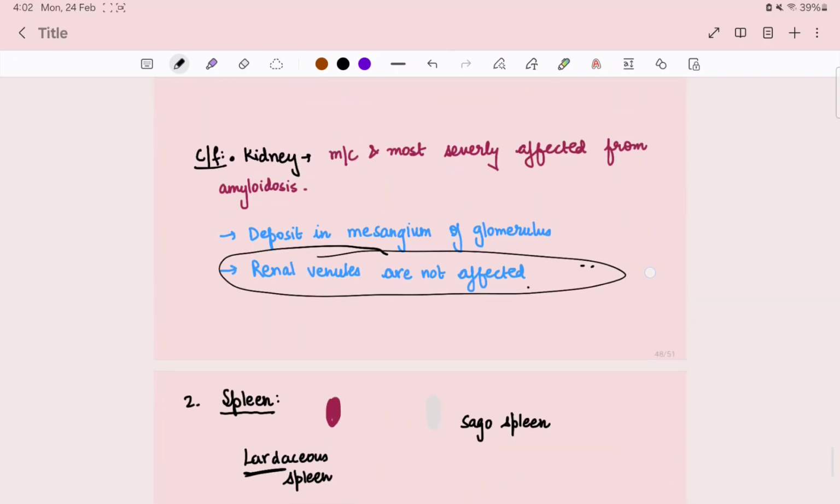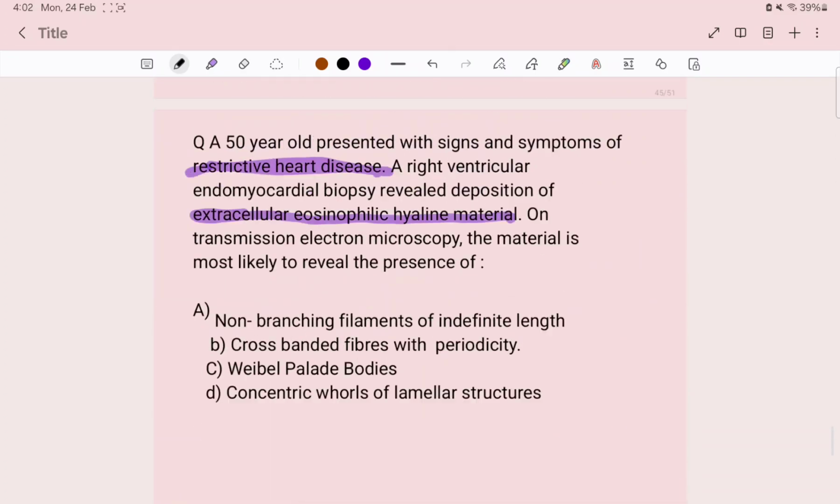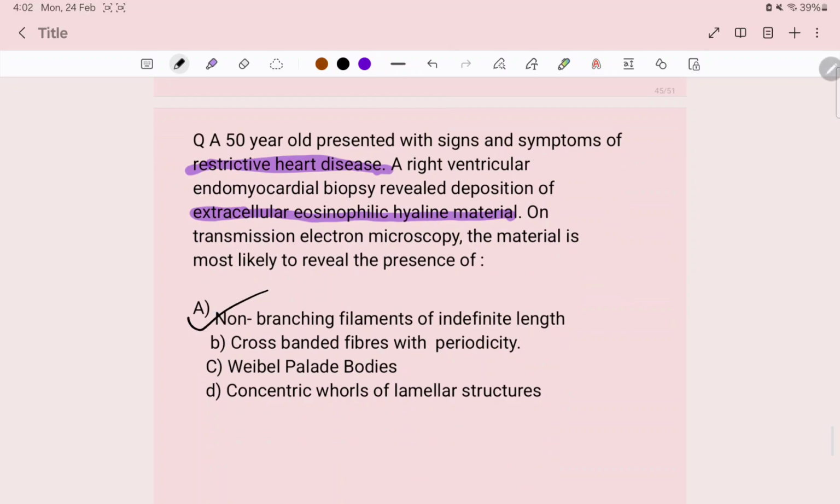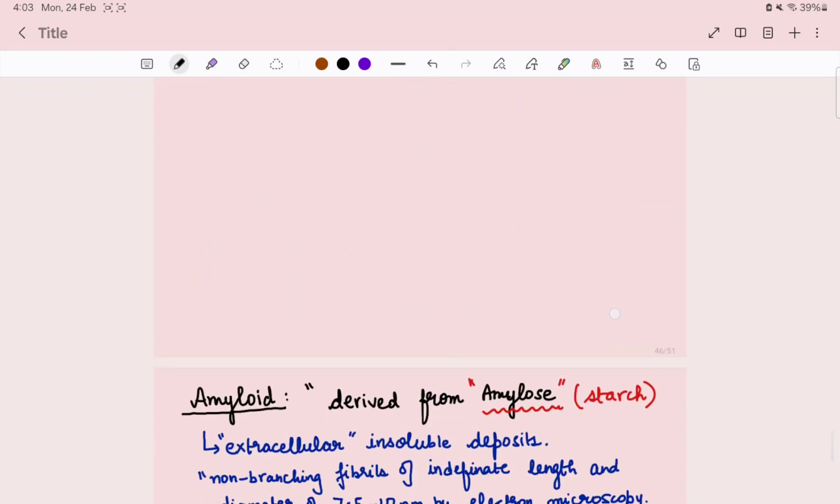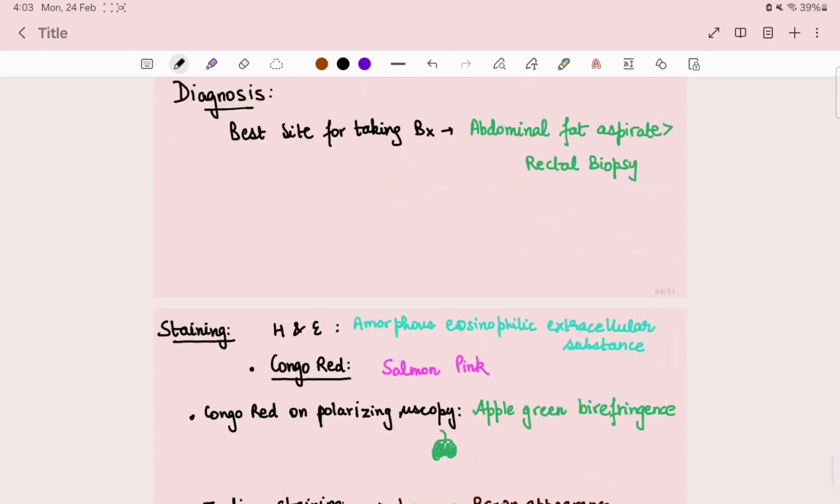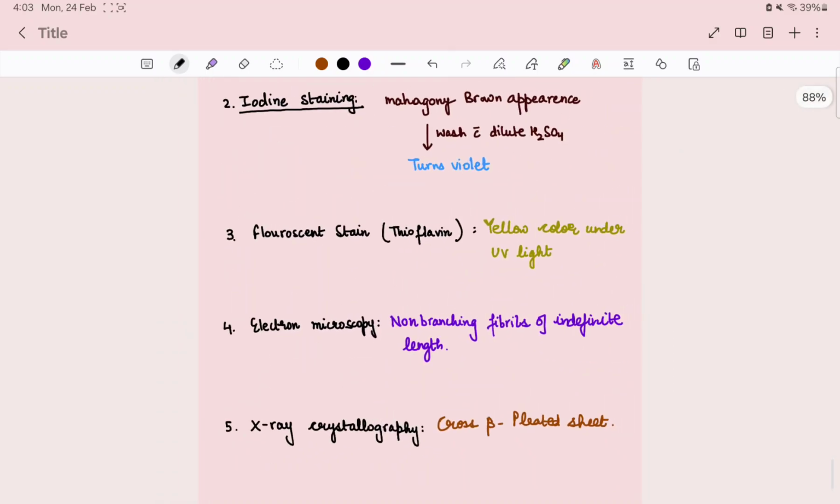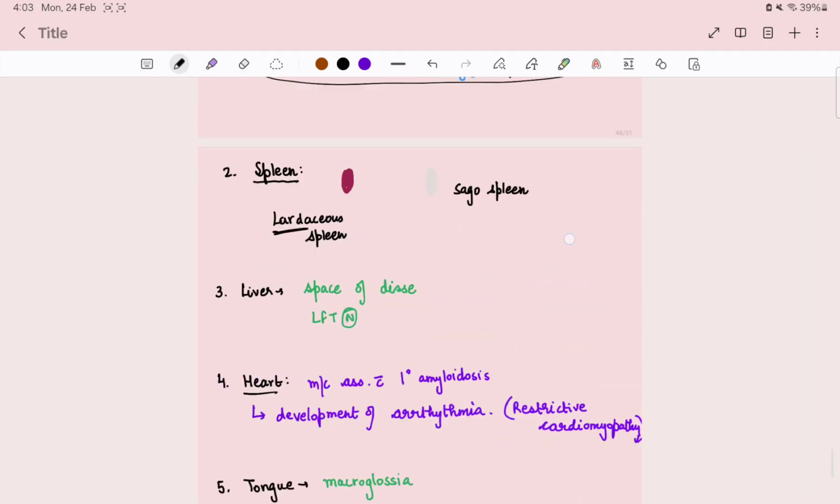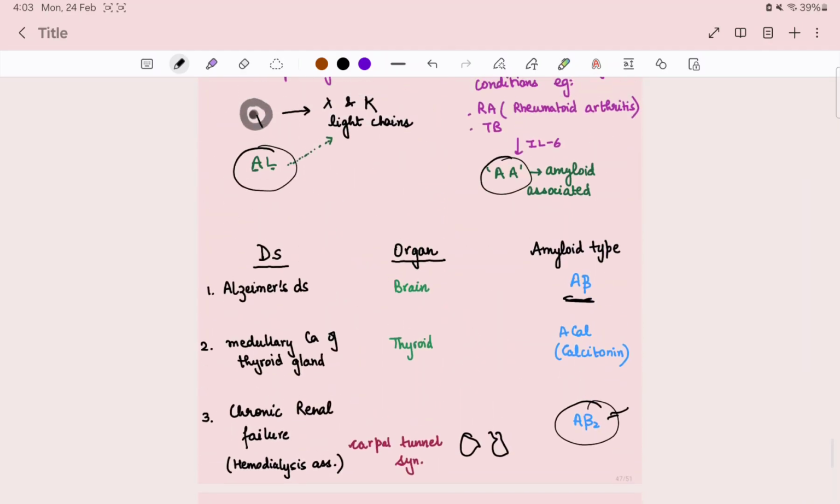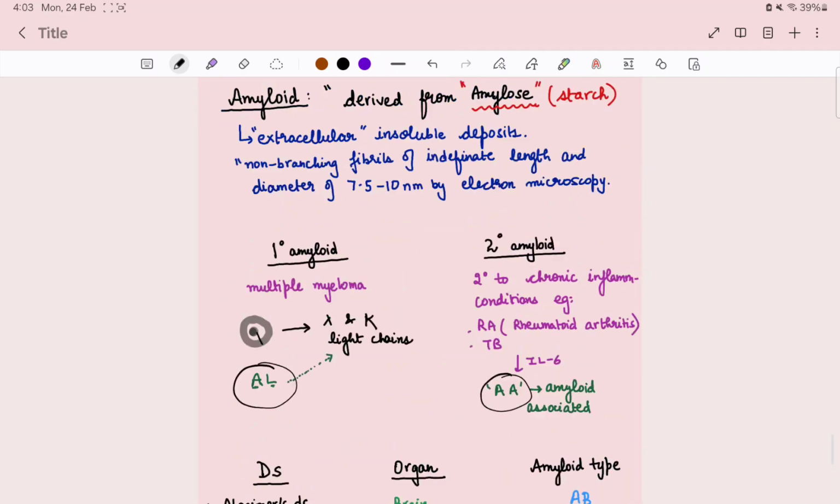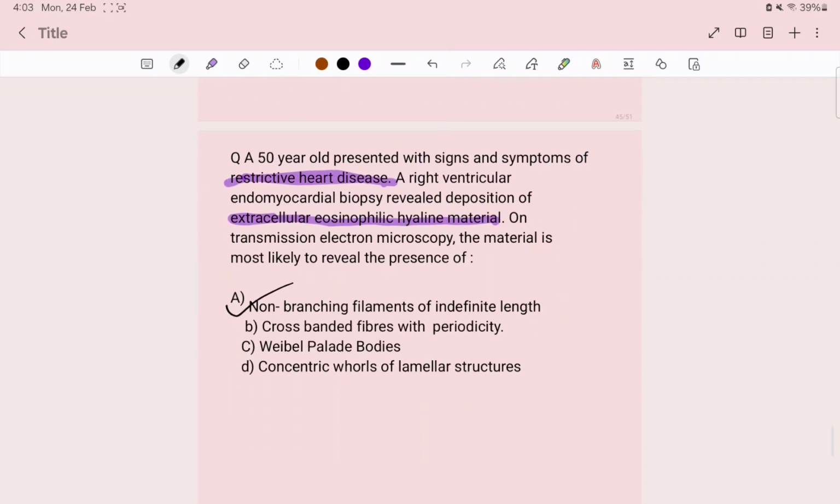So for this question, the question was what you will see on electron microscopy. So yes, you will see non-branching filaments of indefinite length. So amyloidosis is a very important topic. One question will definitely come in INICET, that's for sure. Every year it is coming, so it will definitely be coming this year also. So diagnosis is important, on which thing you can see what and what type of amyloid deposits in which disease. So the answer here will be A.